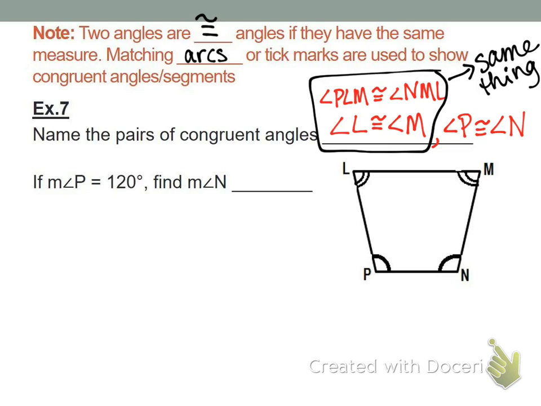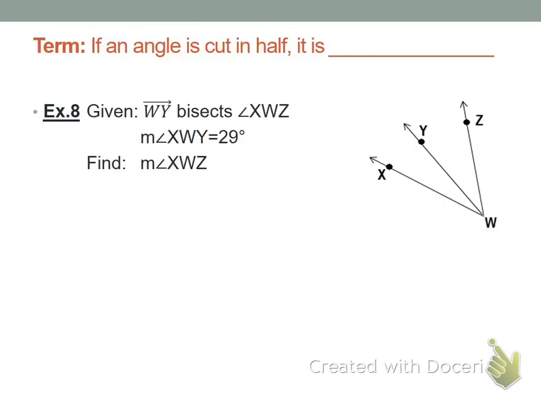All right, on the second part of that, if the measure of angle P is 120 degrees, find the measure of angle N. Well, we just said they're congruent, so it ought to be 120 degrees. Questions, concerns? Moving on.